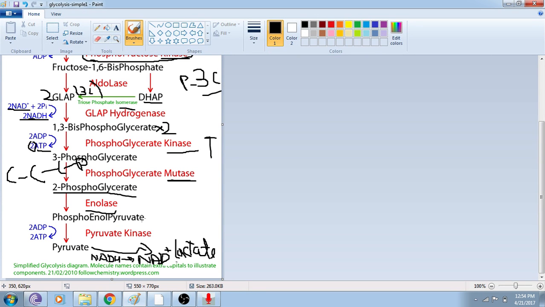Now we have PEP. If you can remember, then you have to remember that it is the highest energy compound in our body. And yes, by that I mean that it has more energy than ATP. ATP is used for generating energy, but phosphoenol pyruvate is the highest energy compound in our body.